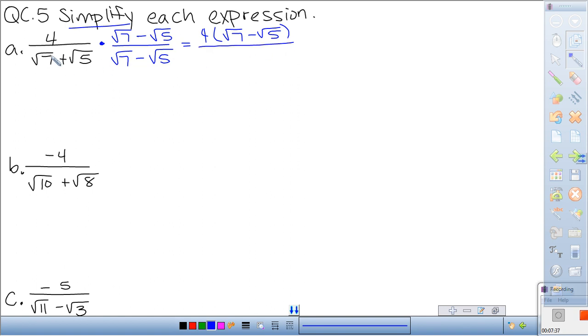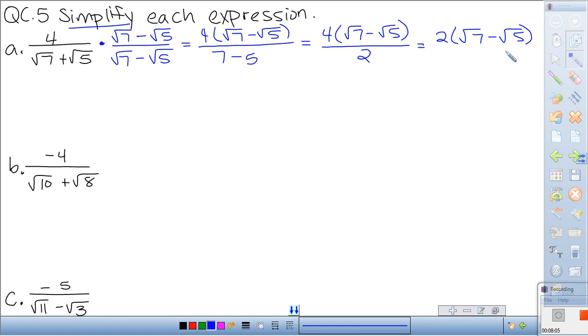Divided by, now remember, when you multiply the conjugates together, the square root of 7 plus the square root of 5 times the square root of 7 minus the square root of 5, basically you're popping your numbers out of their radicals and you're finding the difference, so 7 minus 5. So when we simplify, we have 4 times the square root of 7 minus the square root of 5, divided by 7 minus 5, which is 2. And again, we can simplify. 4 divided by 2 is 2. So I have 2 times the square root of 7 minus the square root of 5.